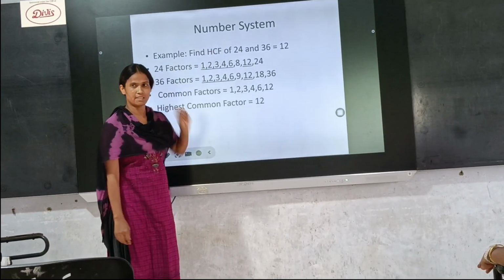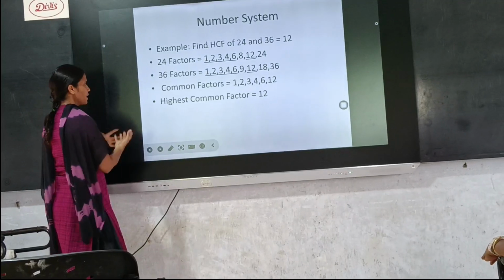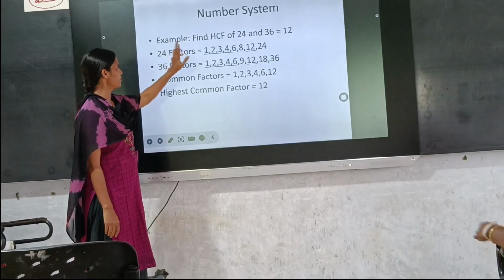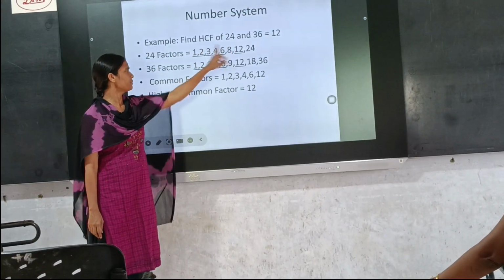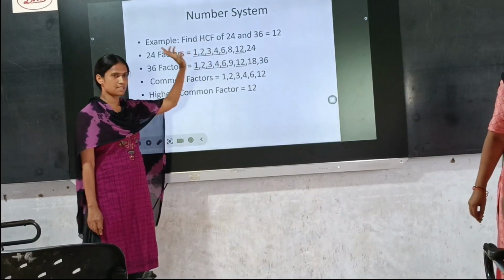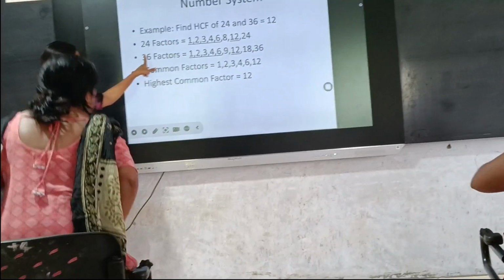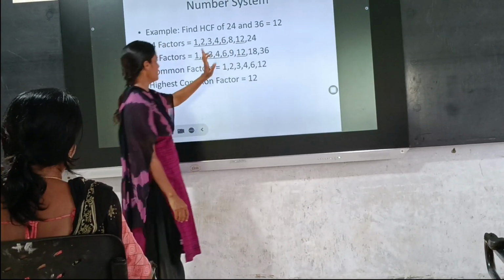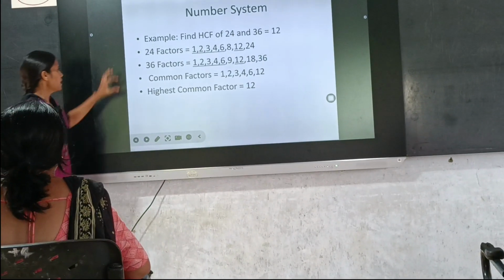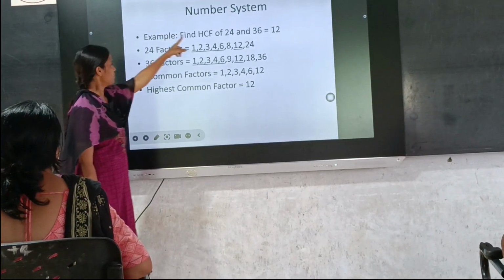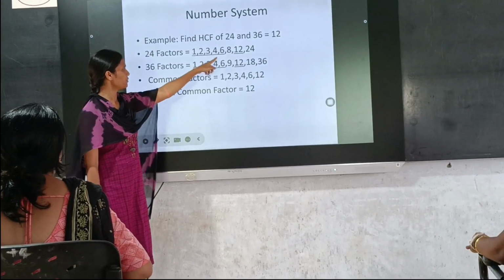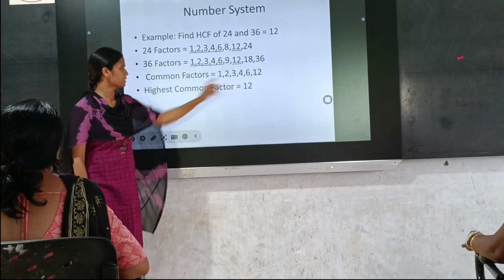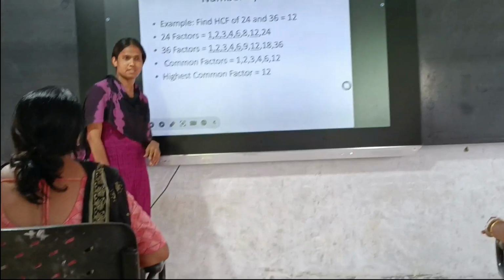Highest common factor. First of all, if you take any number, suppose 24, the factors are 1, 24, 2, 12, 3, 8, 4, 6. And for 36, the factors are 1, 36, 2, 18, 3, 12, 4, 9, 6, 6. In these two, what are the common factors? 1, 2, 3, 4, 6 and 12. Among the common factors, the highest common factor is 12. This is the HCF.